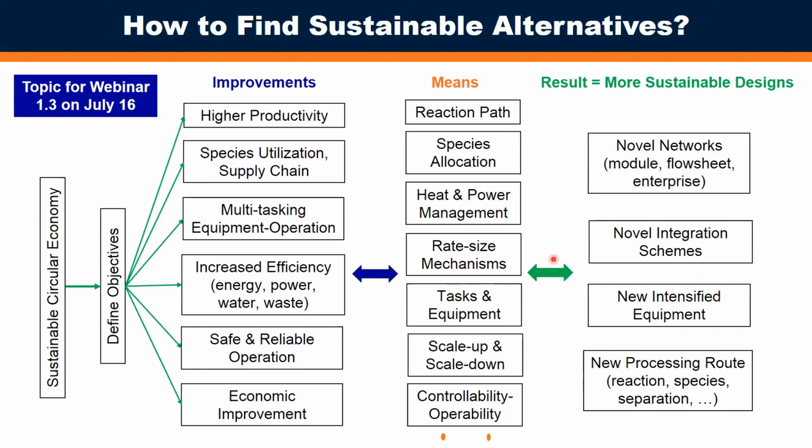And so once we've done all this, we should be able to get more sustainable designs. We'll get new networks from all these things. We'll have new integration schemes. We may have new intensified equipment, everything from reactive distillation columns to membrane distillation columns and so on. And those need to be factored into our option space, and eventually we'll end up with new processing routes that utilize all these. And so those are our more sustainable designs.